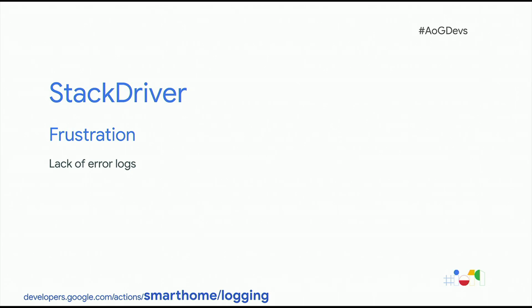And one of the things that we've heard from developers is there's this kind of frustration around a lack of logs and a lack of insight into what's happening on the Google side if there's a failure. And what we're doing with StackDriver is providing those assistant-side logs so that you can see if you get an error TTS that comes back from Google once you've tried to take some action, what actually happened.